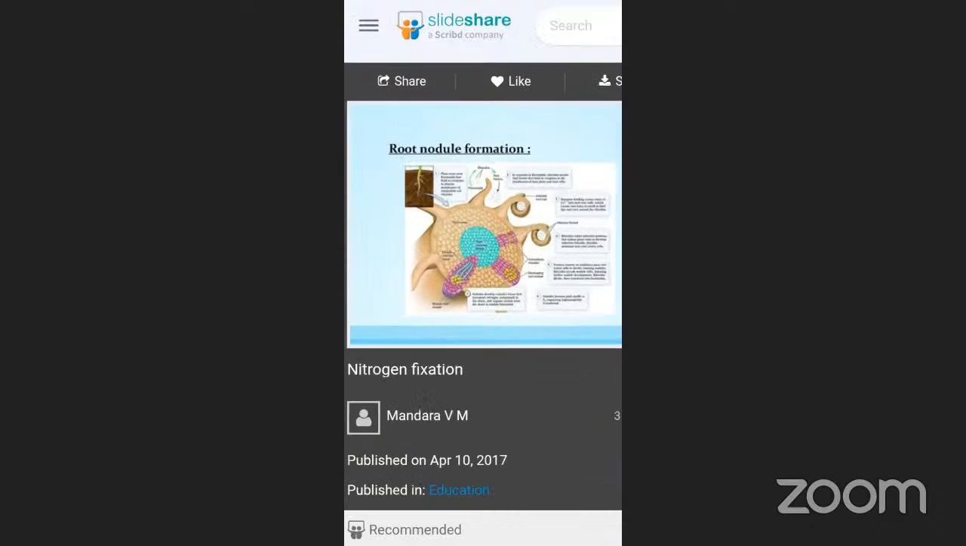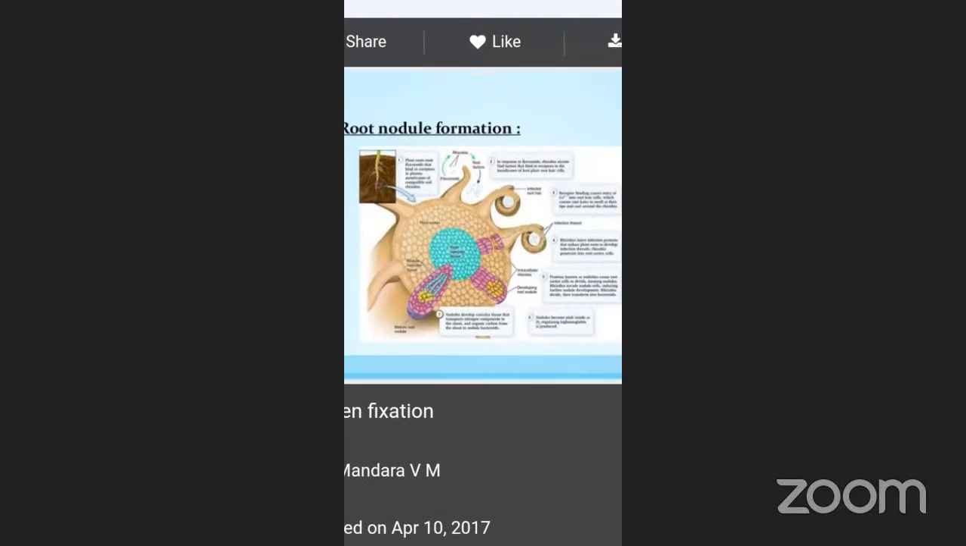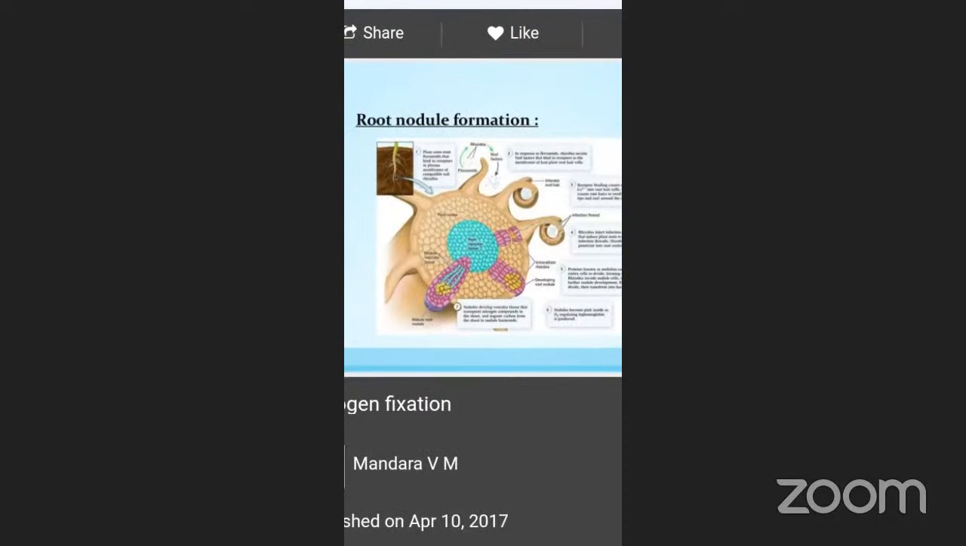In symbiotic nitrogen fixation there is nodule formation. Root nodules are formed. We will discuss root nodule formation later, but here the cyanobacteria, the blue-green algae, fix nitrogen with the help of heterocysts: Oscillatoria, Nostoc and Anabaena fix the nitrogen.